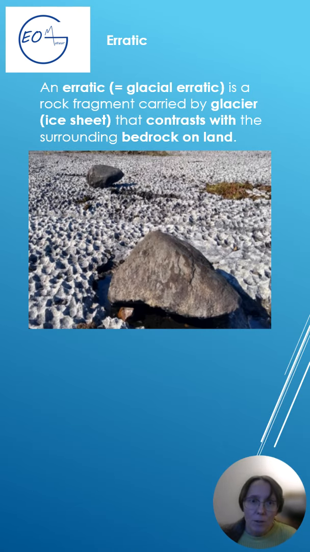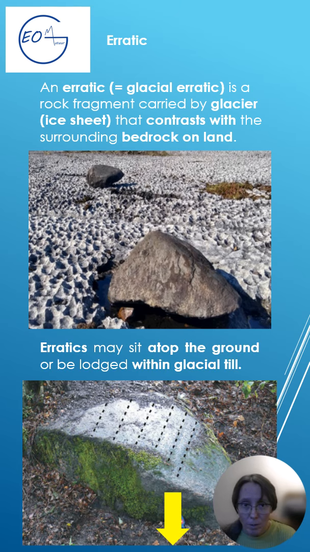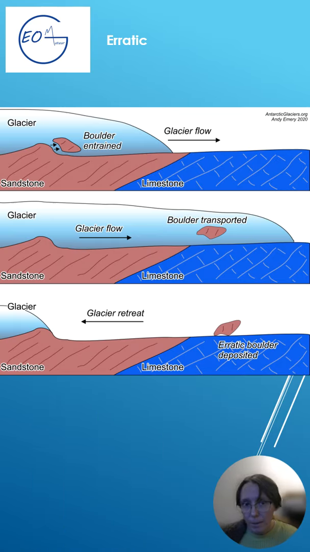An erratic, also known as a glacial erratic, is a rock fragment carried by a glacier or ice sheet that contrasts with the surrounding bedrock on land. Erratics may sit atop the ground or be lodged within glacial till.